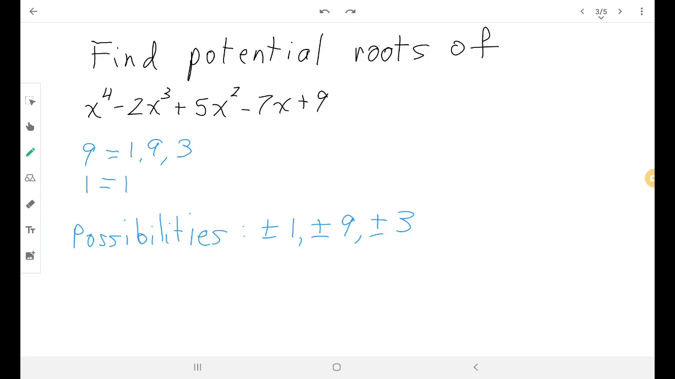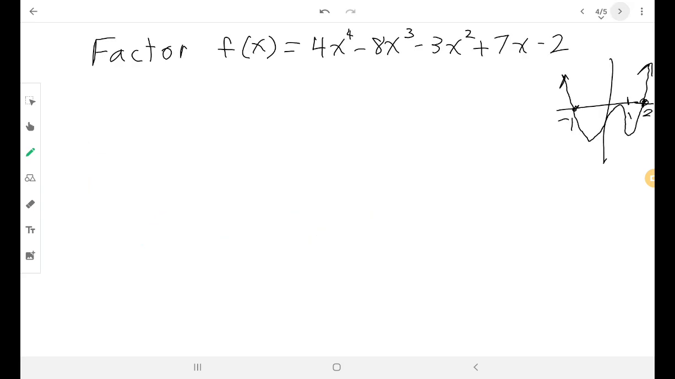Questions. I will pause for questions. Okay. There being no questions, let's move on to the next slide and get into a bigger problem. Okay?